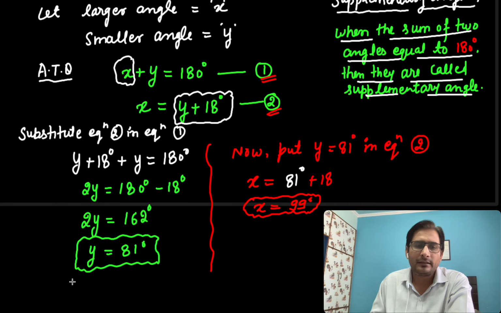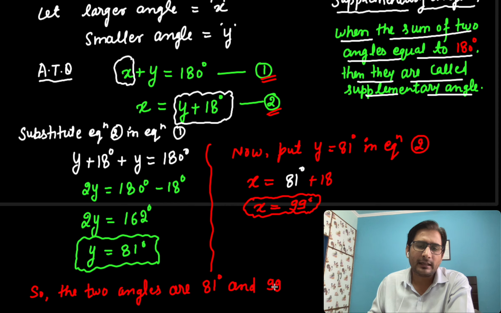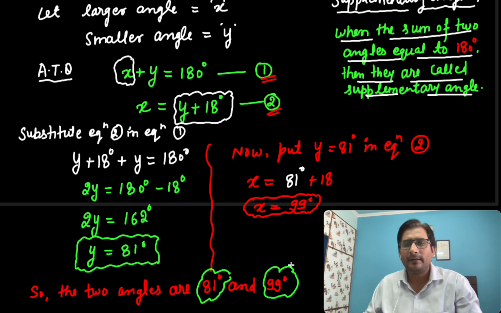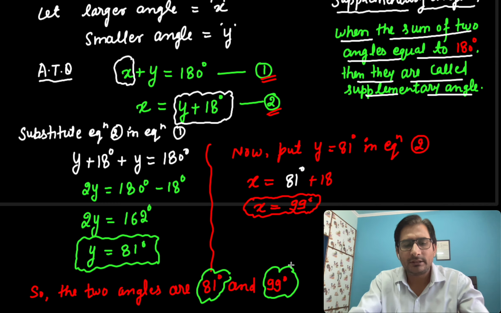So the value of x is 99 degrees. So the two angles are 81 degrees and 99 degrees. And if you look at the sum of 81 and 99, it comes out to be 180. I hope this question is clear to you all.